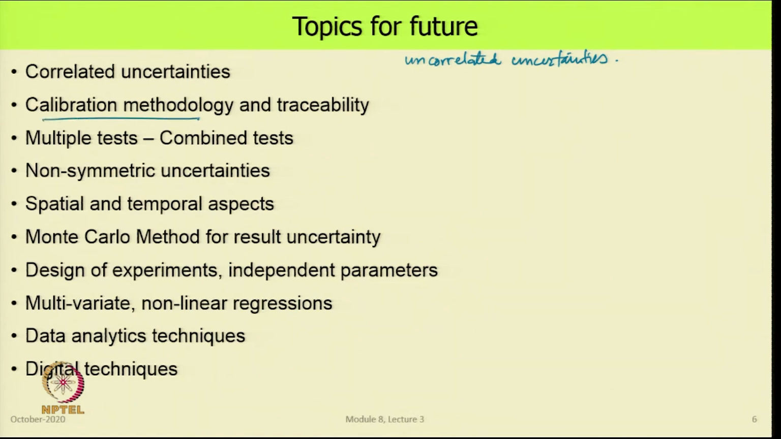We did not look at the details of calibration methodology, and we did not see what is traceability and how do we account for that. But we have realized there is something called calibration, and calibration produces a certain uncertainty which we factor into our analysis. So, there are things we did not learn.